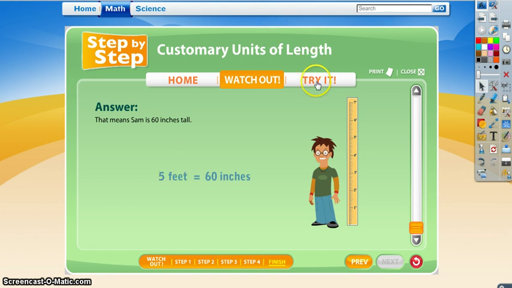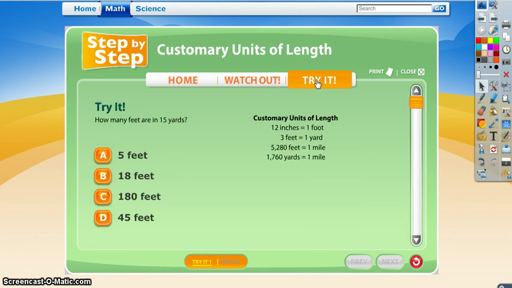Let's try one. You should work this in your jam journal with me. How many feet are in 15 yards? Okay, so what I'm asking is, blank feet equals 15 yards. Okay, feet to yards. So this is the conversion that I need right here. Now I'm going from feet to yards. So think of body measurements. From your elbow to your hand is feet. From your nose to the ends of your fingers is yards.